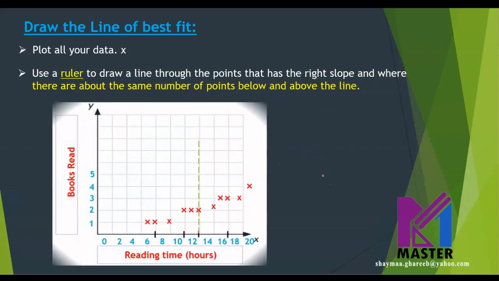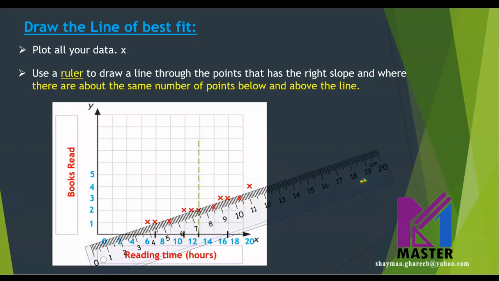Look at this example here. We have all the points plotted already on the graph, and we are going to try to draw the line of best fit through these points. So we are going to get our ruler and try to place the ruler so that the number of points above the line will be the same as the number of points below the line.